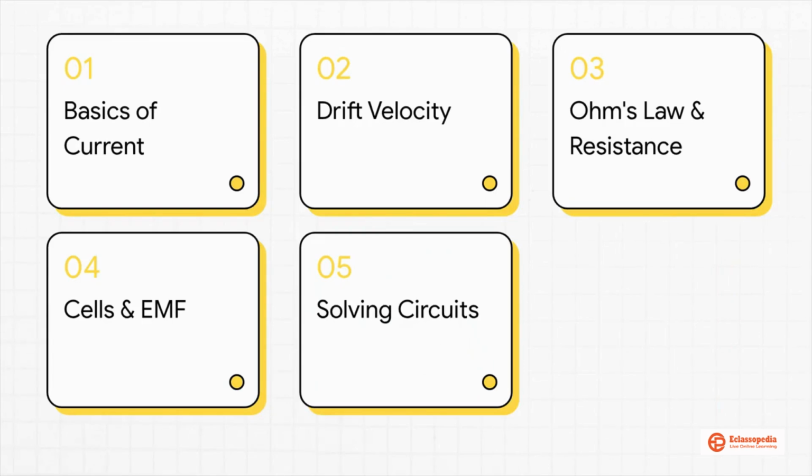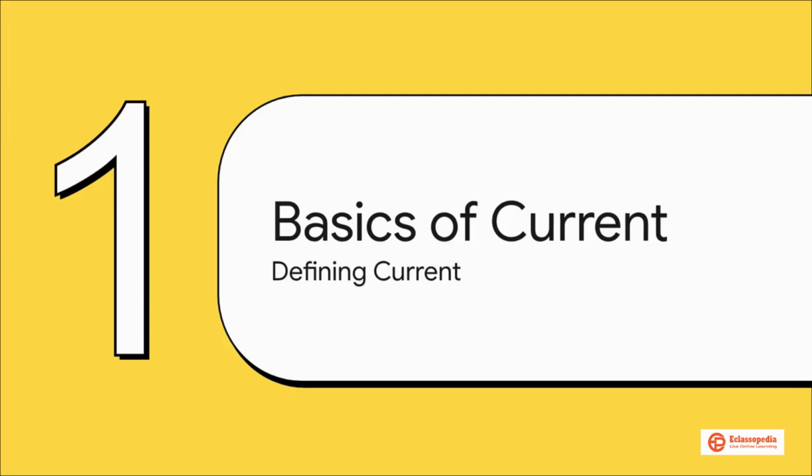Here's our roadmap for today. First, the basics of electric current. Second, drift velocity and electrons. Third, Ohm's law and resistance. Fourth, cells, EMF, and internal resistance. And fifth, solving complex circuits. All right, let's kick things off with Section 1, the basics of electric current.